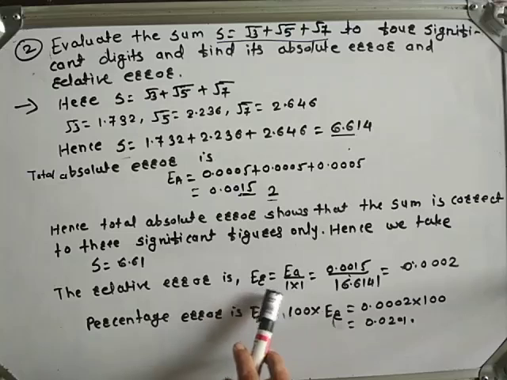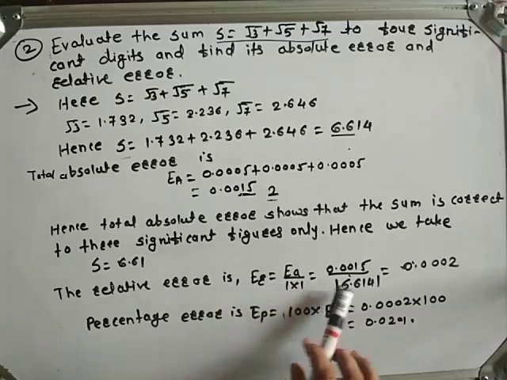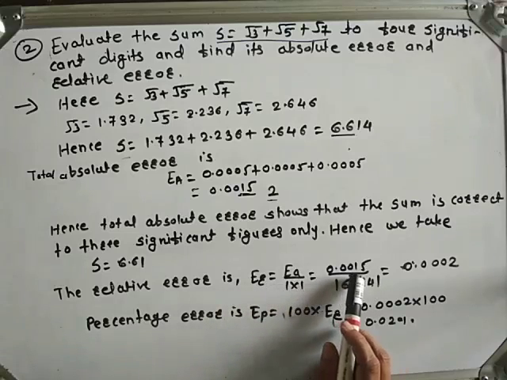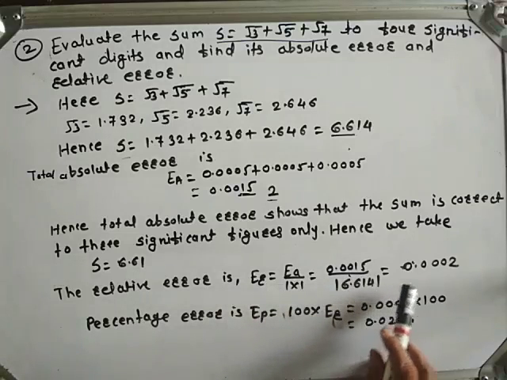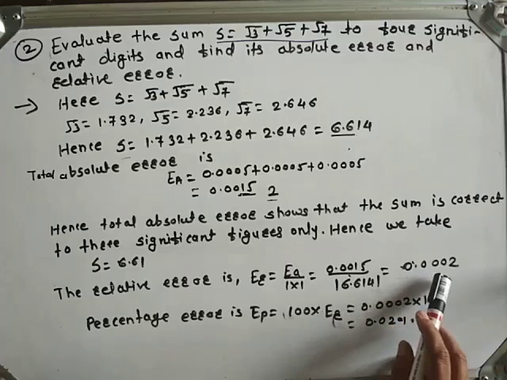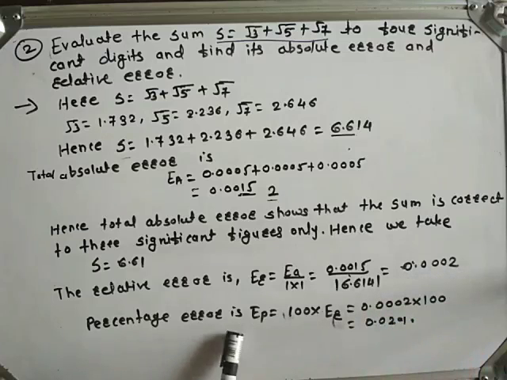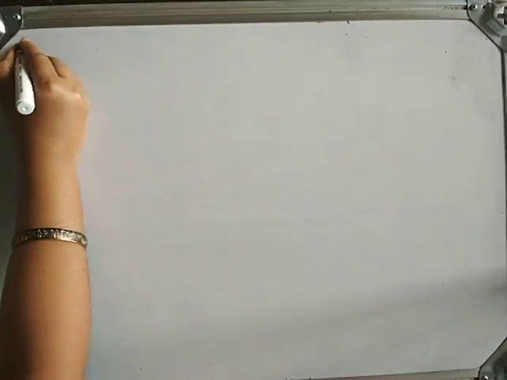Relative error ER is equal to EA upon mod X, which is equal to 0.0015 upon mod 6.614, which is equal to 0.002, and percentage error EP is equal to 100 into ER, which is equal to 0.02%. Let us take third example.